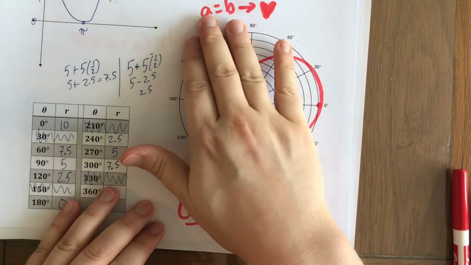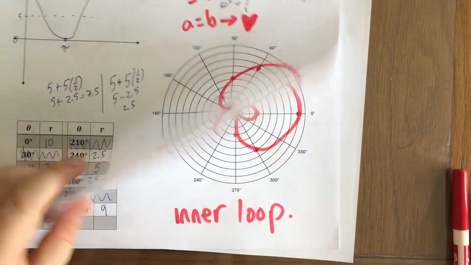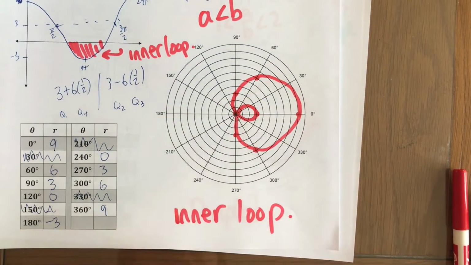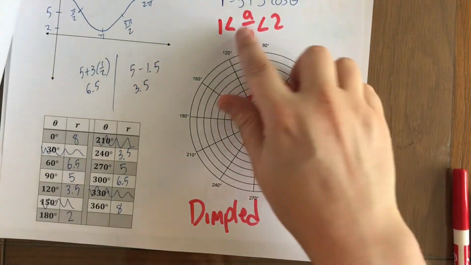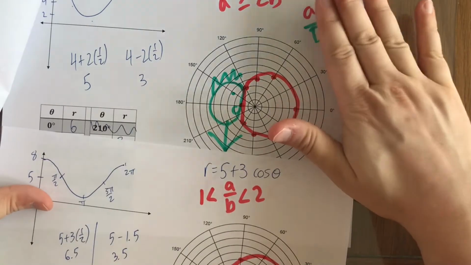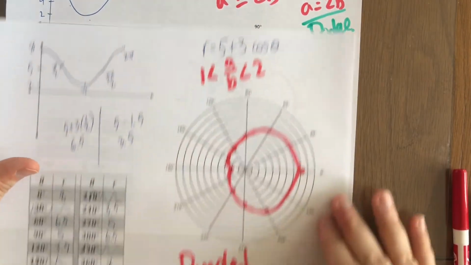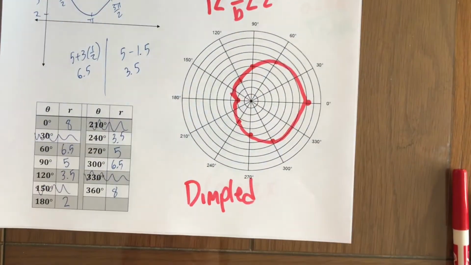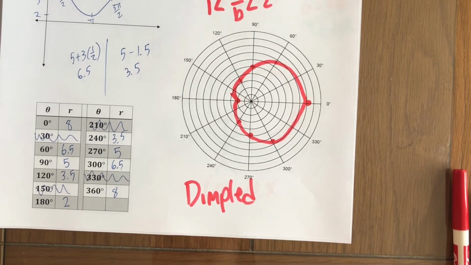So to summarize, when A equals B, we get the heart-shaped. When A is less than B, we get the inner loop. When A is greater than B, we get either the dodgeball, which happens when A is equal to 2B, or we get the dimpled one, which is when it is not equal to twice as much.